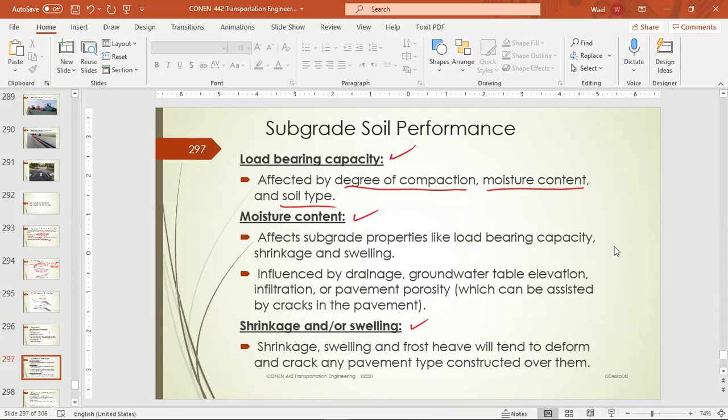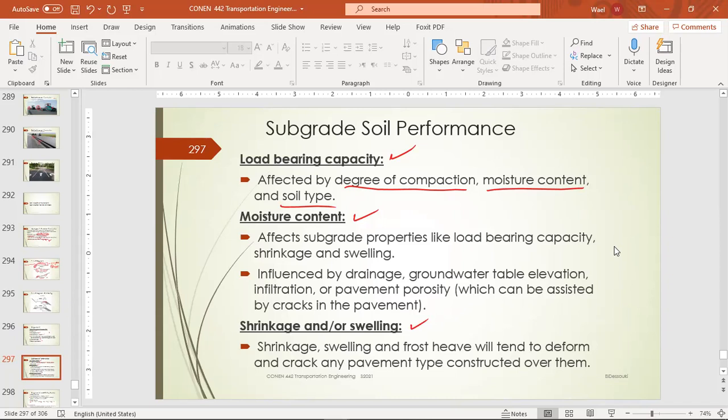Load bearing capacity is affected by degree of compaction, moisture content, and soil type. The moisture content affects subgrade properties like load bearing capacity, shrinkage, and swelling. Shrinkage, swelling, and frost heave will tend to deform and crack any pavement type constructed over them. So we try to avoid swelling clay, okay, or any shrinking soil.